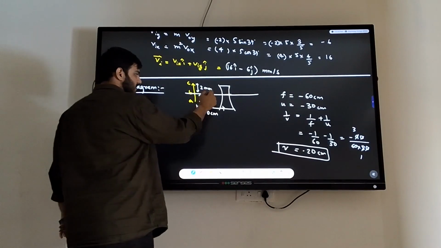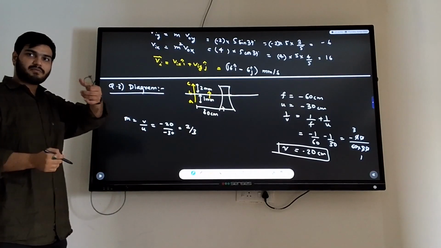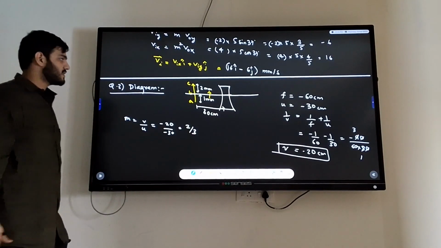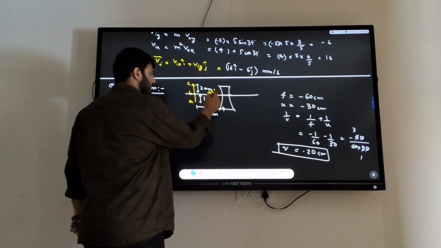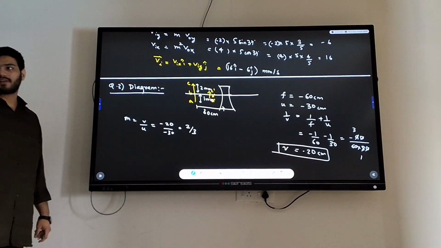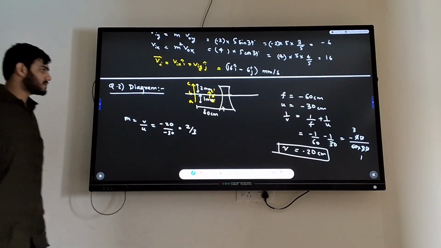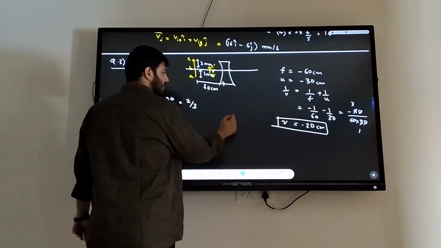So the image will be something like this, maybe a little. It's not even inverted; it's erect. So where will this be? C prime, B prime, and A prime. Try to make it by ray diagrams. Do you understand? Good. This was question number 3.